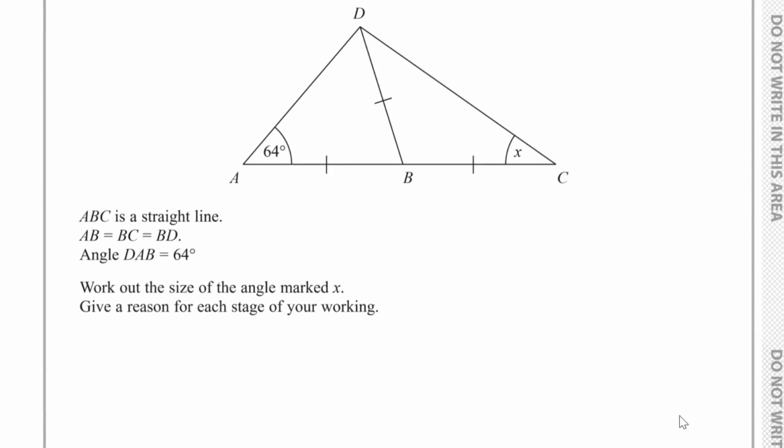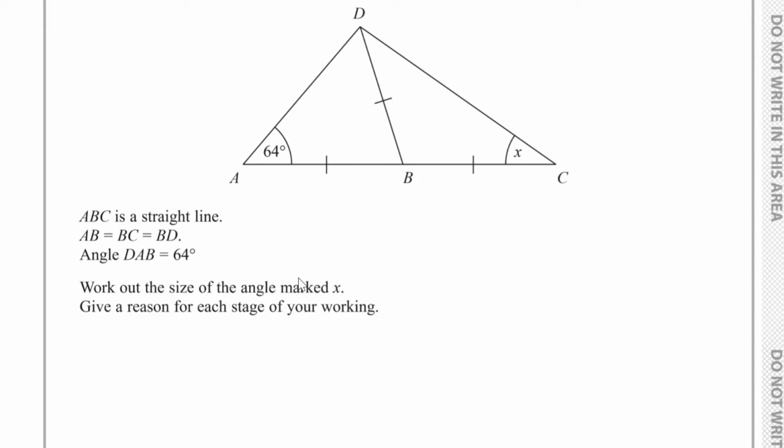Question 17. ABC is a straight line, as we see here. AB is equal to BC, which is equal to BD, and the angle DAB is equal to 64 degrees. We have to work out the size of angle marked x. Give a reason for each stage of your answer.